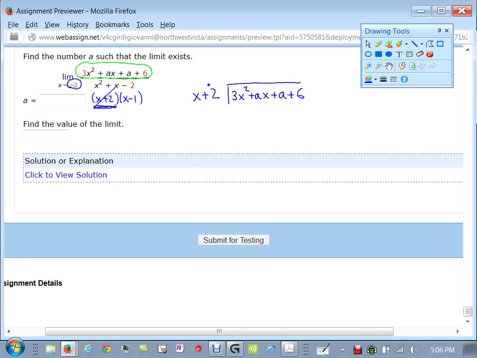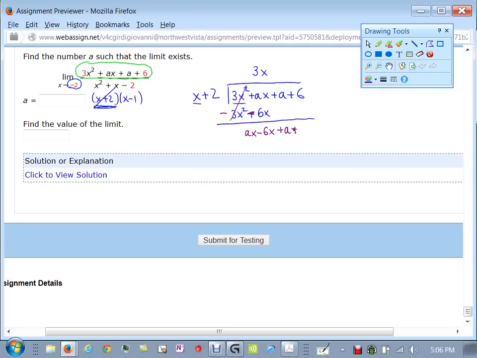Okay, so let's figure out what I multiply x by to get 3x squared. Well, I multiply by 3x. That gives me 3x squared. And then over here, I get plus 6x. And now I come through and I subtract this, so this and this change signs. These cancel. What I'm left with here is ax minus 6x. I can't put those together.